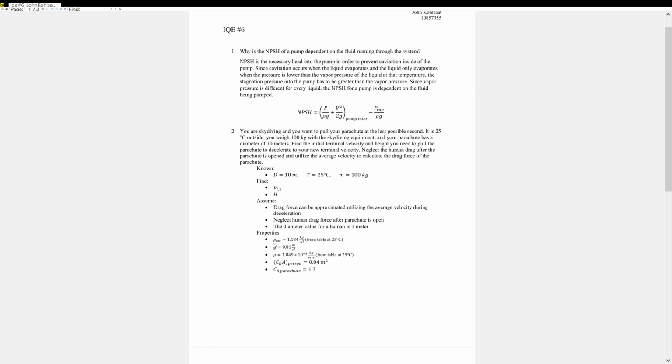Now from our properties, from the table we get density of air, g is obviously 9.81, viscosity, and then from another table, the drag coefficient table, we get the drag of a person is 0.84 meters squared, and the drag coefficient of a parachute is 1.3.